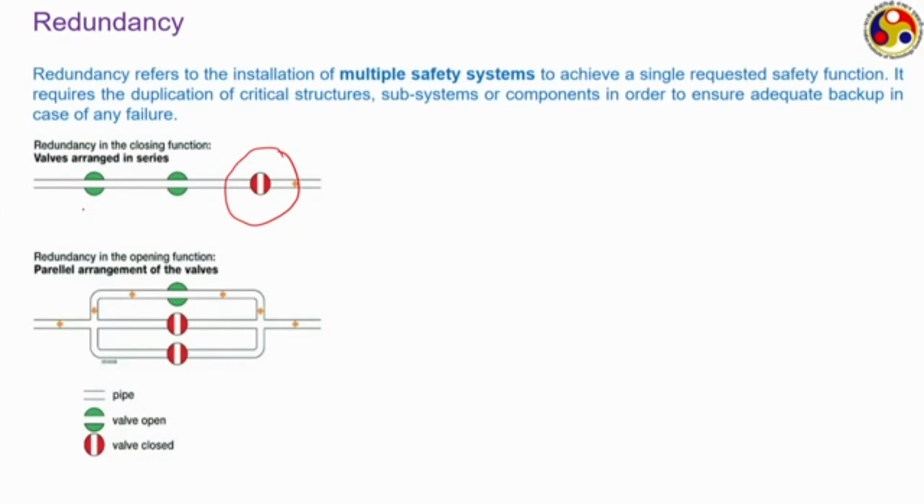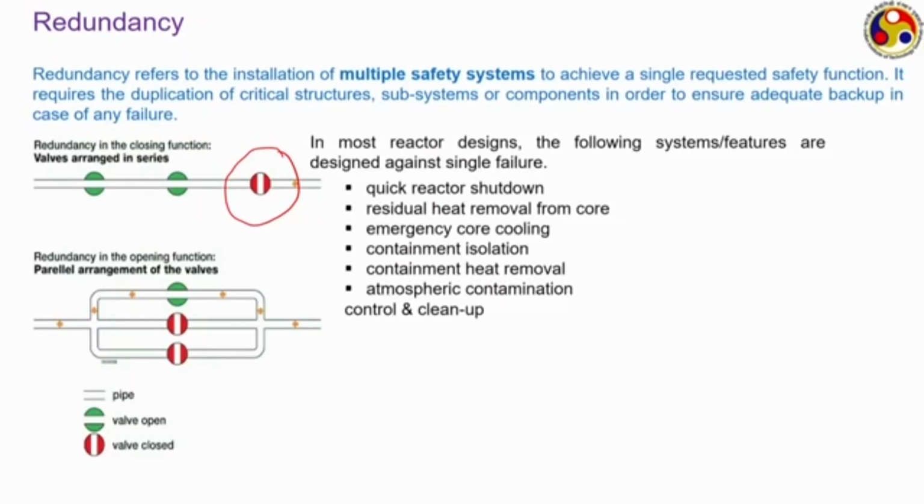In both these cases, the function that could have been done by a single valve, we are putting 3 valves just to ensure that at least one is operating. The same is referred to as redundancy. In most reactor designs, several systems are used, like the quick reactor shutdown system, or very fast shutdown system, residual heat removal from core, emergency core cooling, containment isolation, containment heat removal, atmospheric contamination control and cleanup. For all these possibilities we have several equipments in the plant.